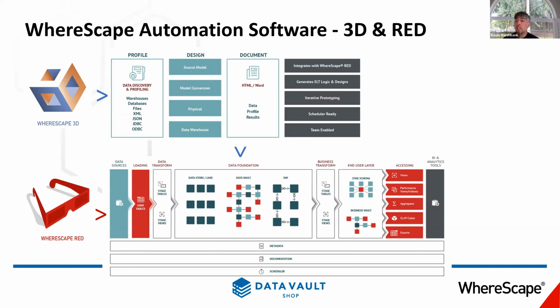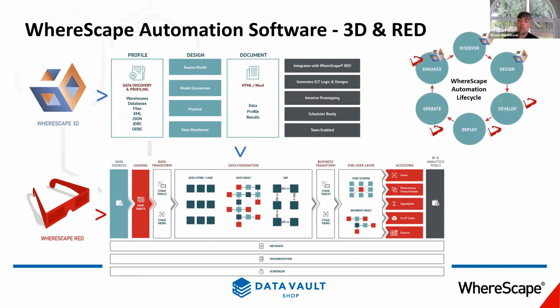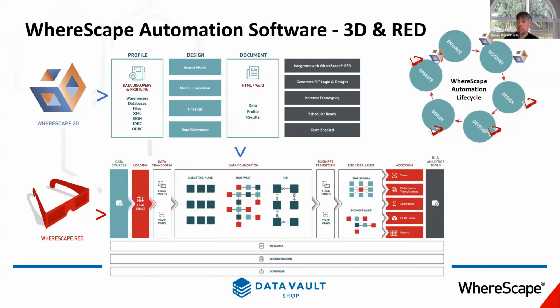So what does that look like as far as process? If we're talking about from the process perspective in Data Vault 2.0, that really, if we look in the upper right there, that WhereScape automation lifecycle. So you can see kind of starting there in 3D at the top, discover, design it, and then push that into Red to develop and deploy that. And WhereScape Red will take care of producing your deployment packages to go downstream to your other environments, and then operate that and enhance that with 3D in Red and continue that process and that flow over time.